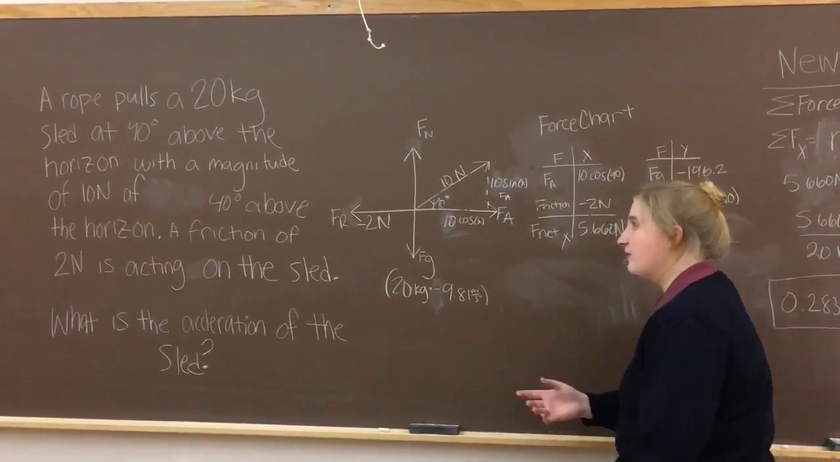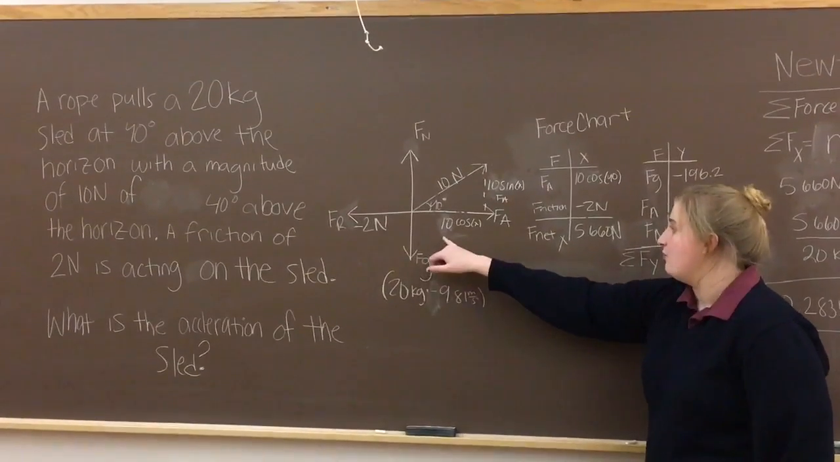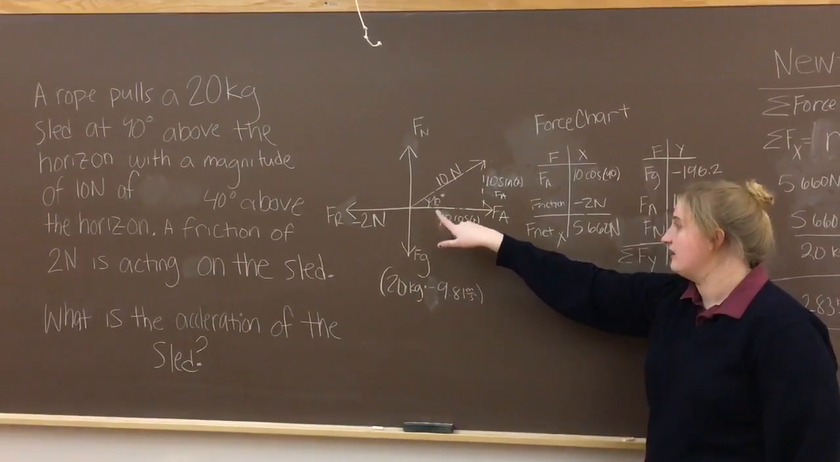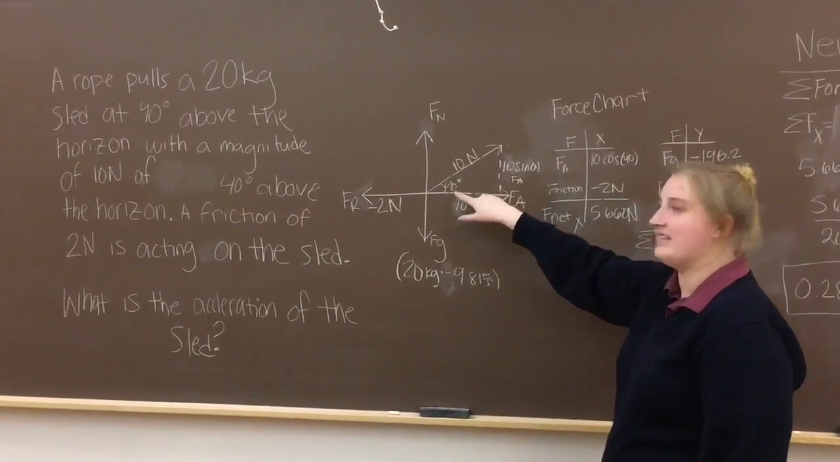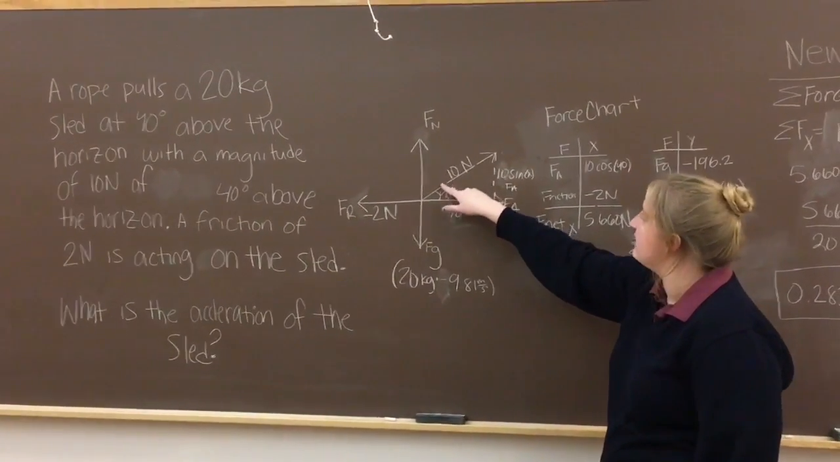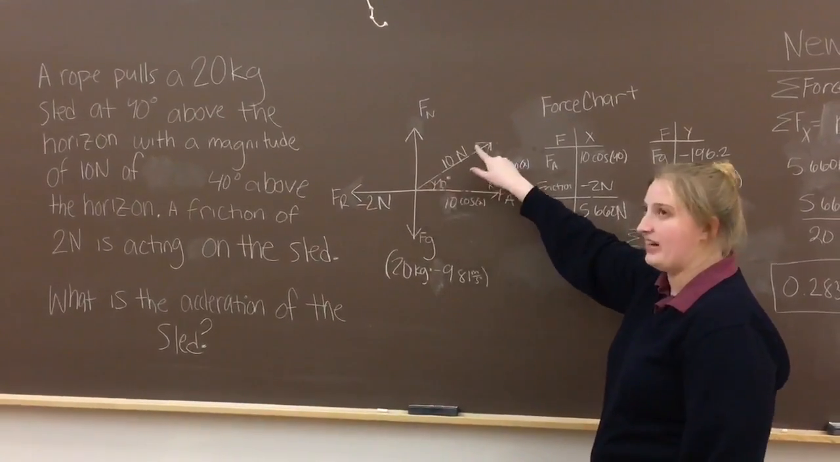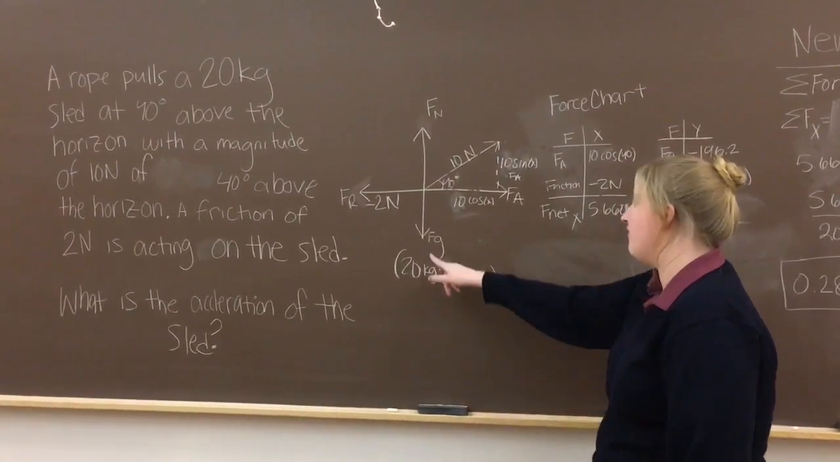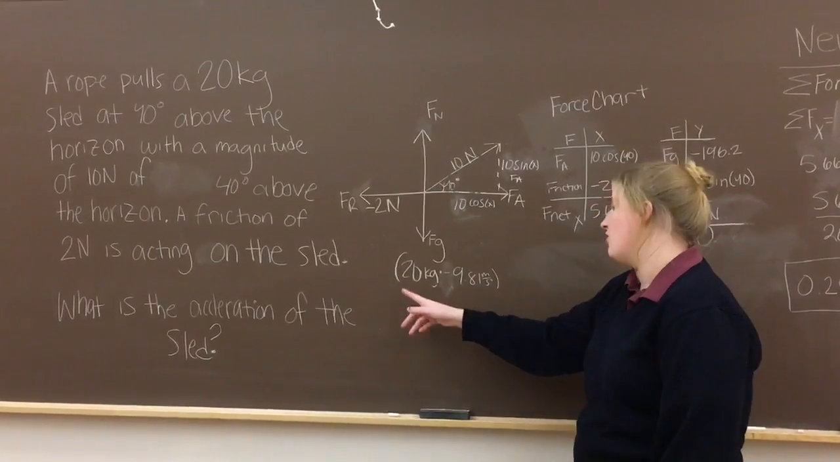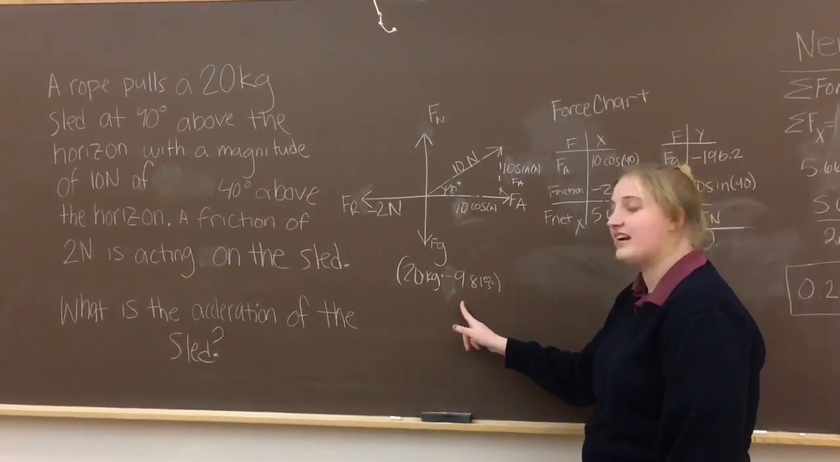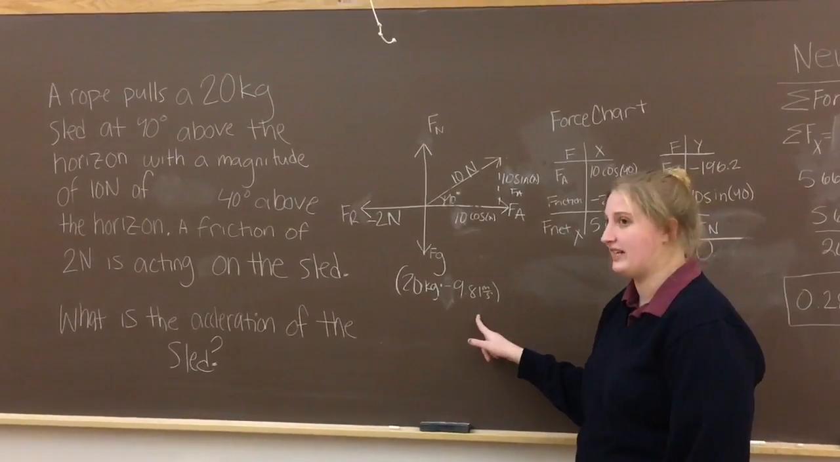forces of the applied. And so we are going to put 10 cosine 40, because that's our theta, and then 10 sine 40, because that's our theta. And then this is our hypotenuse, which is our magnitude. And F sub g, that is our weight or gravity. And so it's our mass times negative 9.81 meters per second squared.